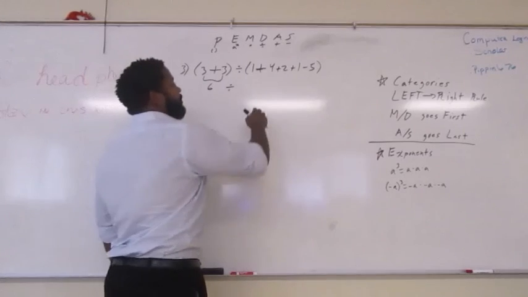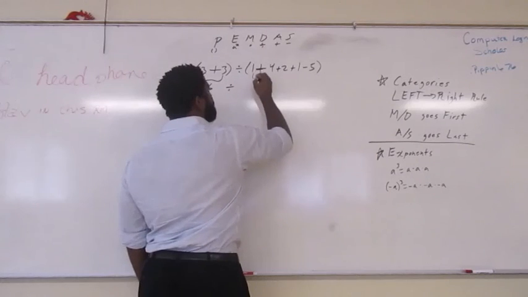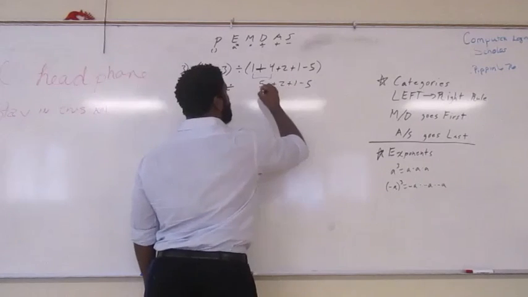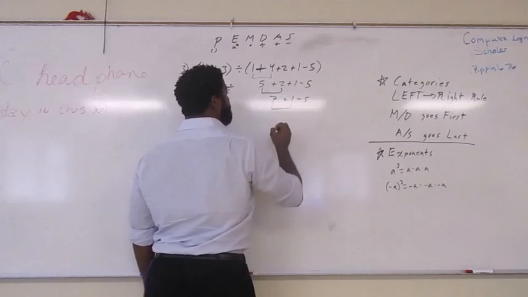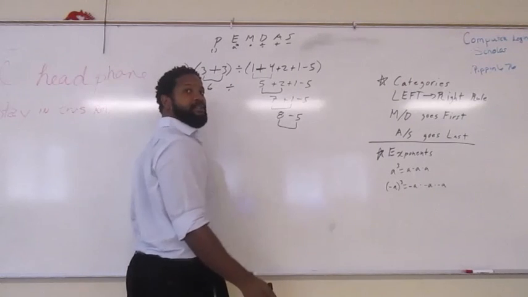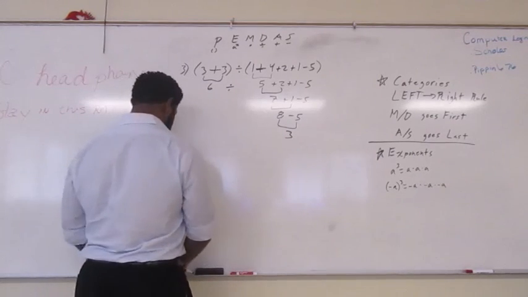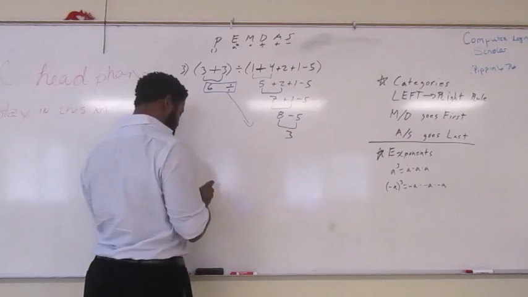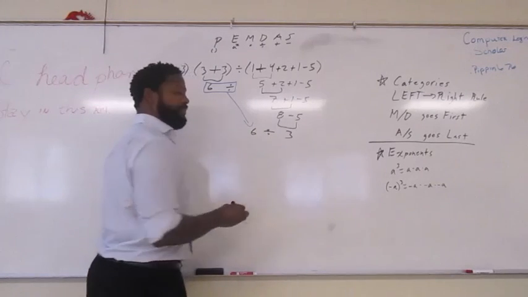So let's move from left to right here. What's 1 plus 4? 5. Plus 2 plus 1 minus 5. What's 5 plus 2? 7. Plus 1 minus 5. 7 plus 1? 8. Minus 5. What is it? 3. Yes, it is 3. Alright? And then you gotta bring down the 6 and divide it. Therefore, 6 divided by 3 is 2.